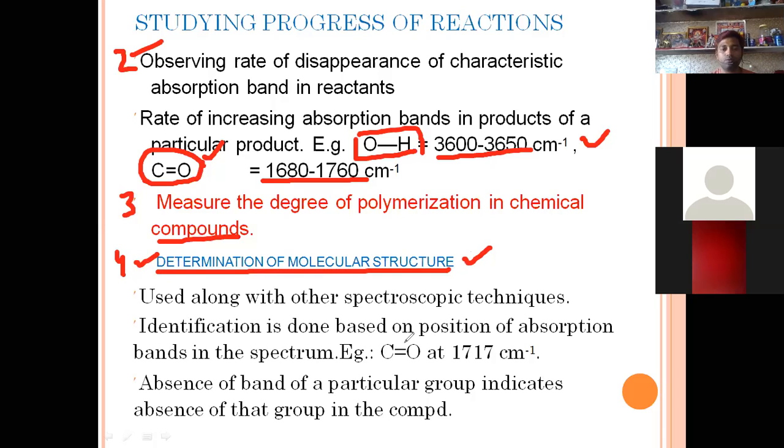Identification is done based on the position of absorption bands in the spectrum. For example, the carbonyl group absorbs around 1700. So absence of a band of a particular group indicates absence of that group in the compound. It means this carbonyl group is not present in the compound.